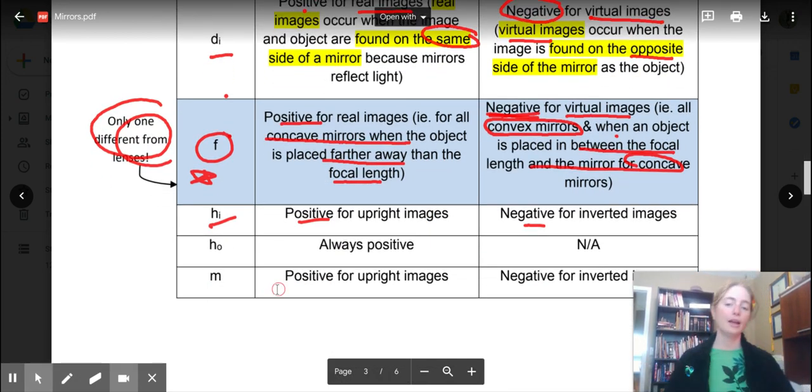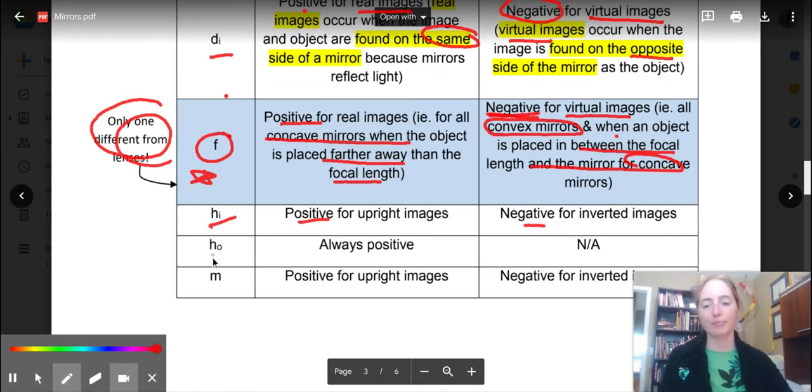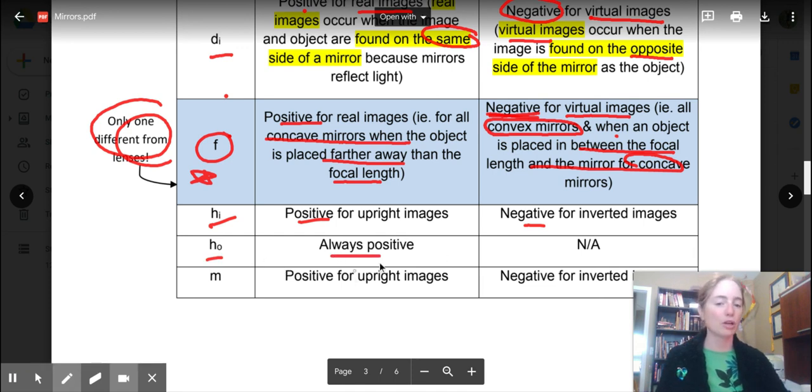Okay, and height of the object, always positive, never negative. M, positive for upright, negative for inverted.